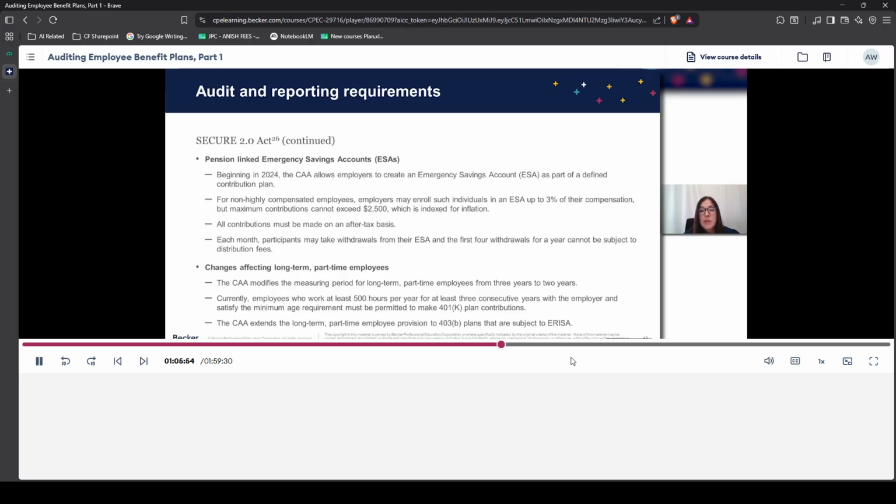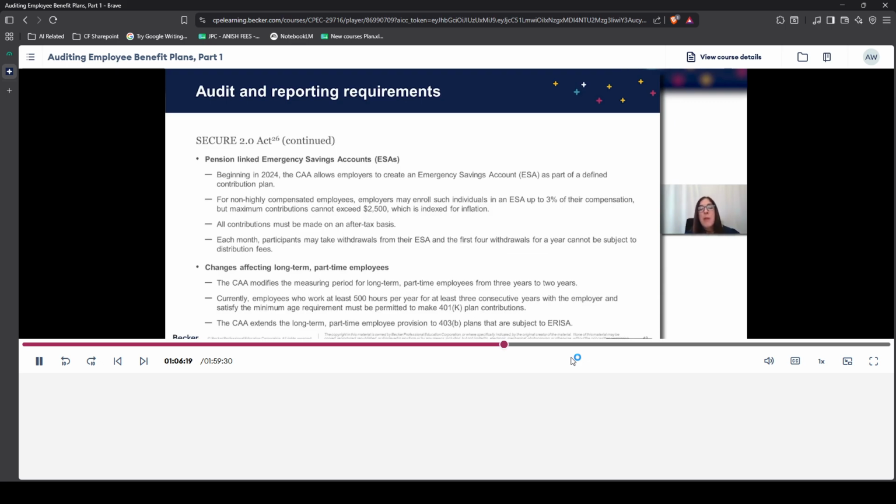Each month, participants may take withdrawals from their ESA, and their first 4 withdrawals for a year cannot be subject to distribution fees. And then changes affecting long-term part-time employees. The original Secure Act said long-term part-time employees, if they worked more than 500 hours over a 3-year period, then they must be allowed to participate.